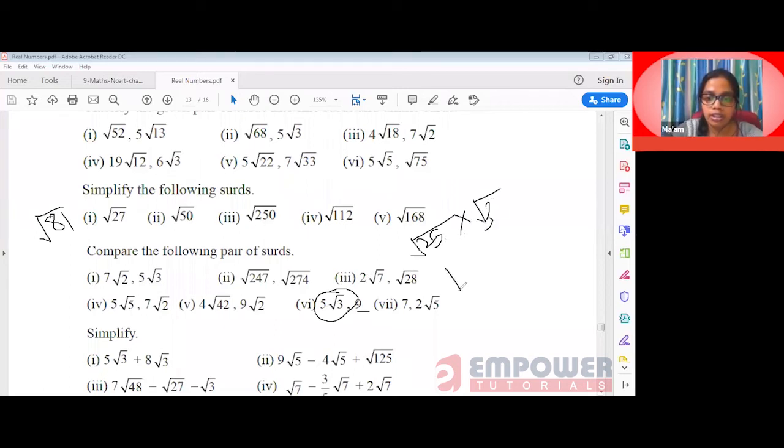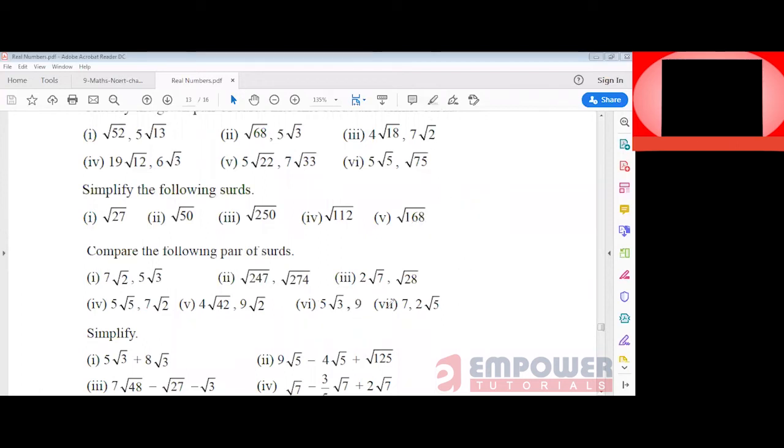So you can write it in this form: root 25 into 3. So this will be root 75. Now if you see, root 75 should be smaller than root 81. So that means root 9 is greater than 5 root 3. Understood? Tell me the next one.